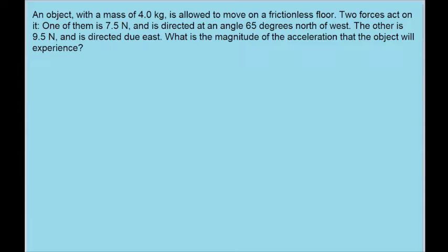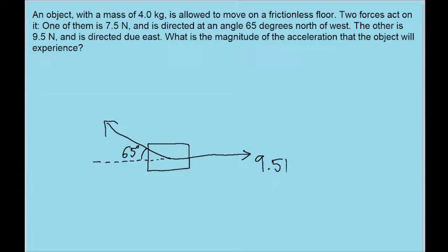In this problem, we have some object placed on a floor, and we have two forces acting on it. One force is pointed directly due east, and another force is pointing at some angle north of west. So if we have some axis here representing the east and west line, then this angle is the 65-degree angle the problem describes. This one is 9.5 newtons, and this one over here is 7.5 newtons.